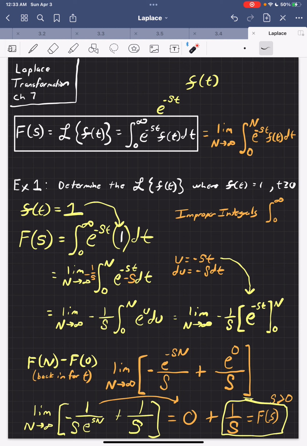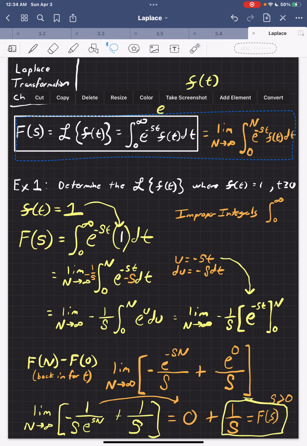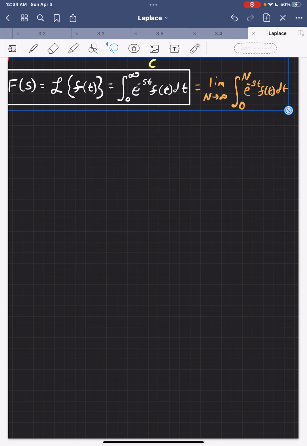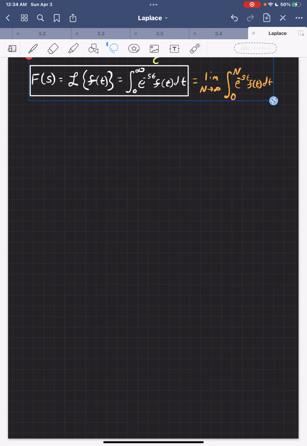So I think the best thing to do is to grab this whole thing and bring it with me. So let's see how this goes. All right, so let's do a few more examples. So the second example.